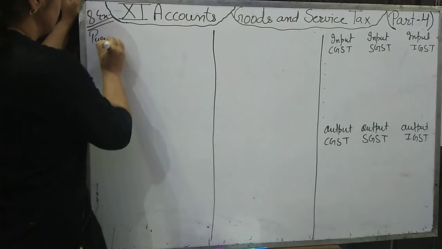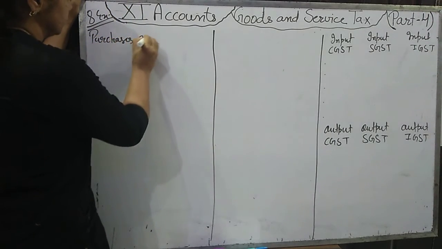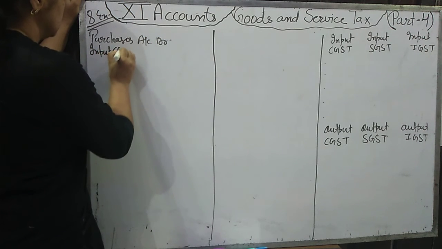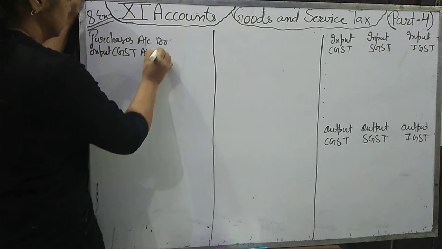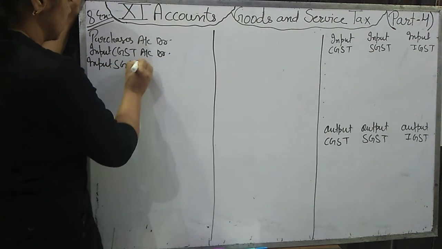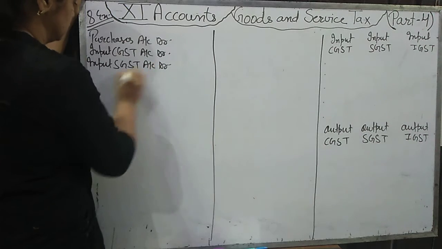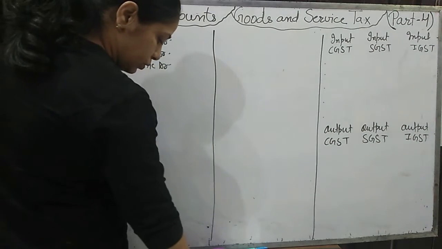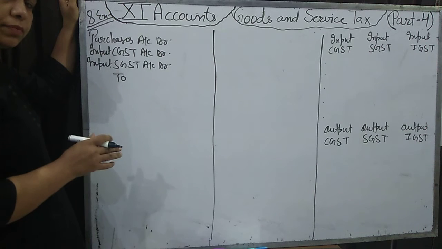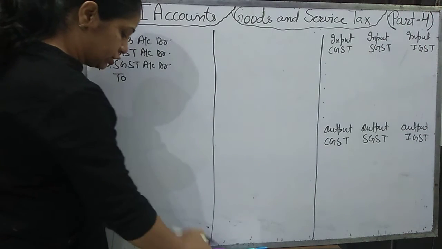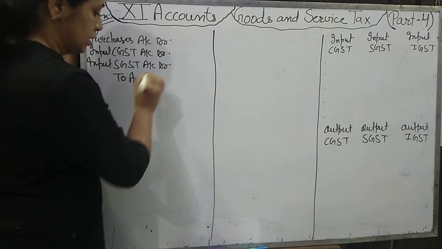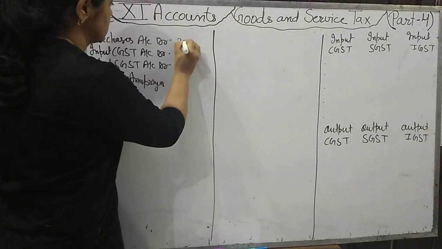For this, purchases account debit, input CGST account debit, input SGST account debit. To name is given, nothing is written whether it is cash or credit. Name is given, then it means it's a credit transaction to Anupriya. Goods purchasing of 2,50,000.